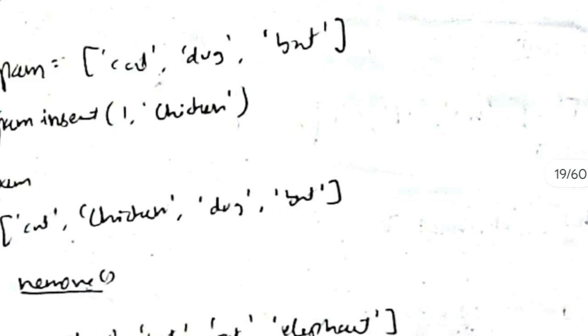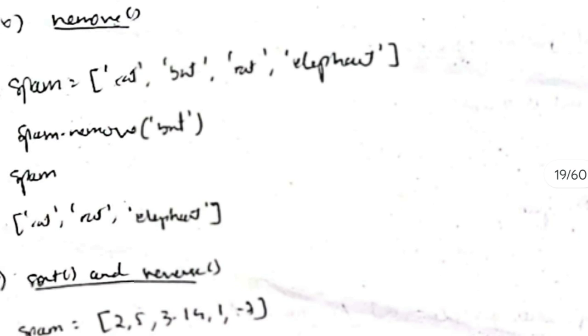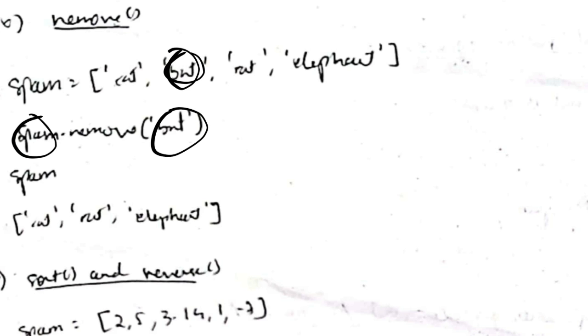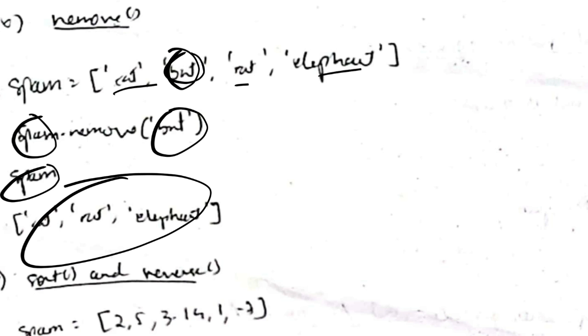The next one we have is remove. In remove, if you have to remove a particular element but you don't know the index value, you can remove it as follows. del is used for removing when we know the index value. Remove is used when I know the particular word but I don't know where it is, so I can use remove. spam.remove('bat'). When it removes bat, we'll have three words left: cat, rat and elephant. So that will be the updated spam value.